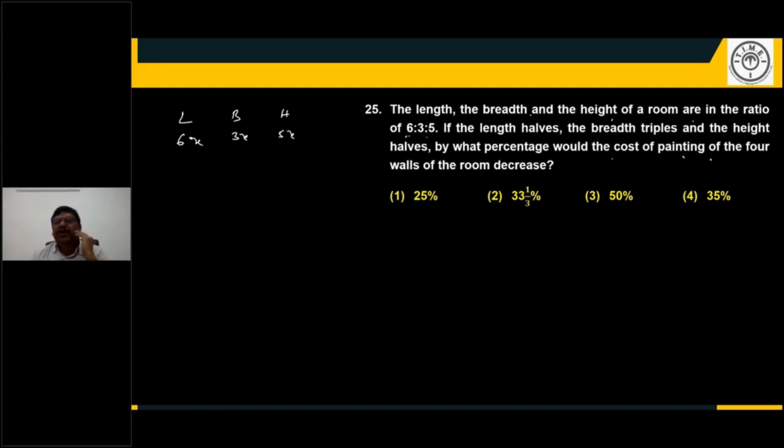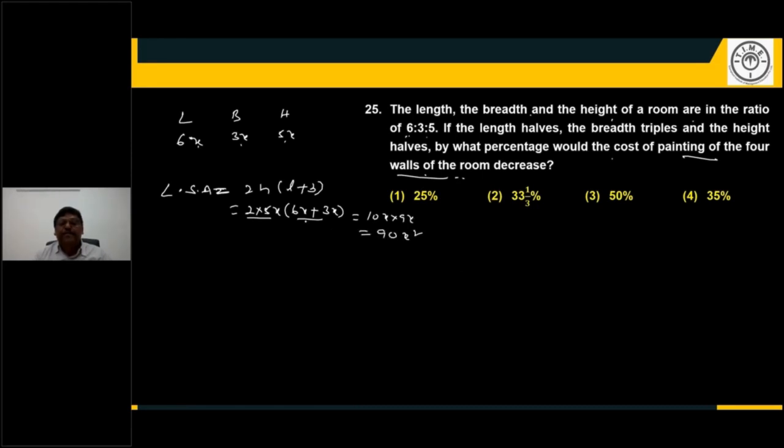What do you mean by cost of painting the 4 walls, please? Cost of painting 4 walls means you have to find the lateral surface area, whose formula is area of 4 walls, lateral surface area, which is 2h into L plus B. 2 into, students, h is 5x into L is 6x plus B is 3x. You can see, 2 into 5x, 10x. This is 9x. 10x into 9x, it is 90x square. This is the original one.